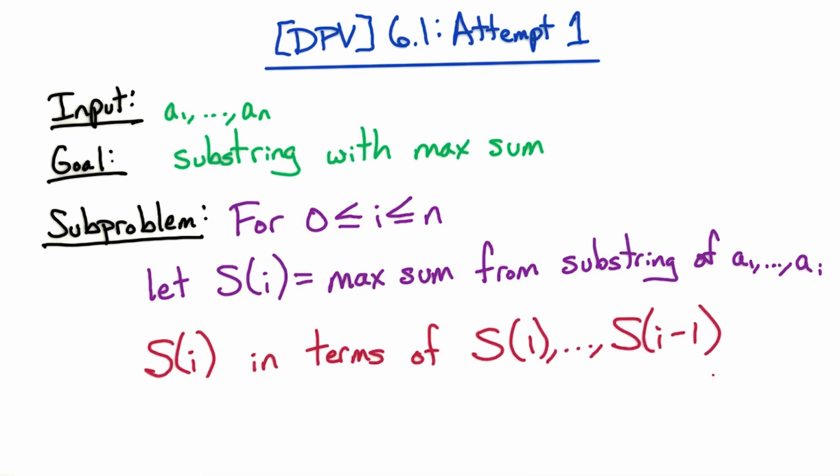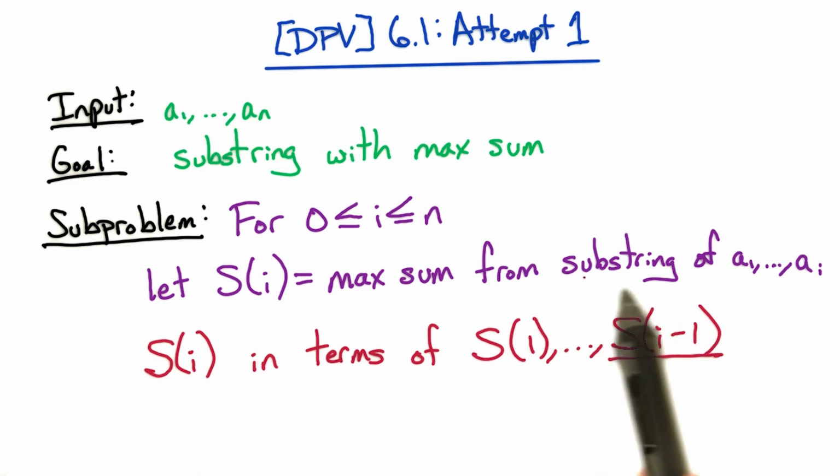Now we want to try to find a recurrence relation. We want to express S of I in terms of S1 through S of I minus 1, smaller subproblems. Let's take S of I minus 1. This is the max sum that we can obtain from a substring of A1 through AI minus 1. So let's take that sum. Now there's two possibilities that I would consider. Either I'll add on AI onto the end of it, or not. First off, can I add on AI onto the end of this solution?